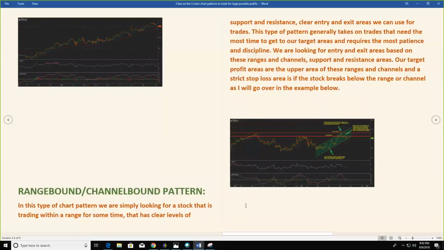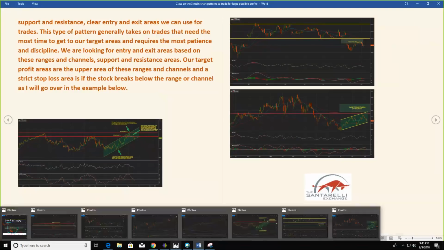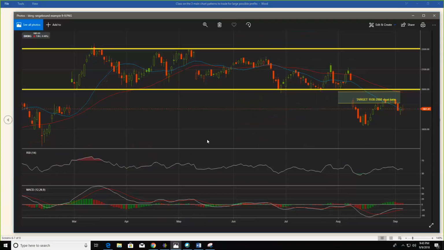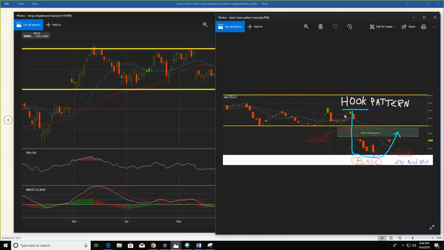So that was Disney. Now let's go over another example here on Booking. We went over a Booking trade, the hook pattern, right here. If you guys remember, that was our first chart that we went over. Let's take a look at that one more time. So here was the pattern that I showed, a hook pattern, and how it works. This was with Booking, and that was a perfect example of a hook pattern.